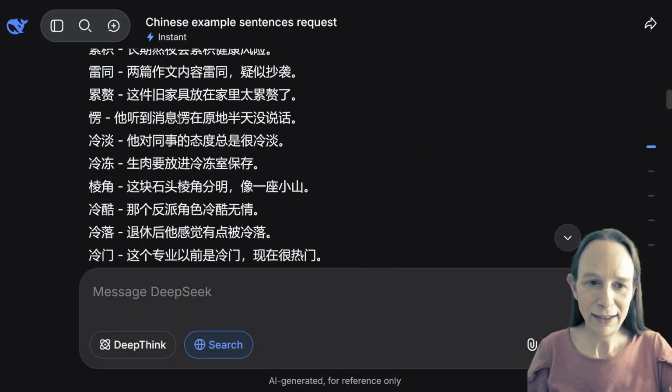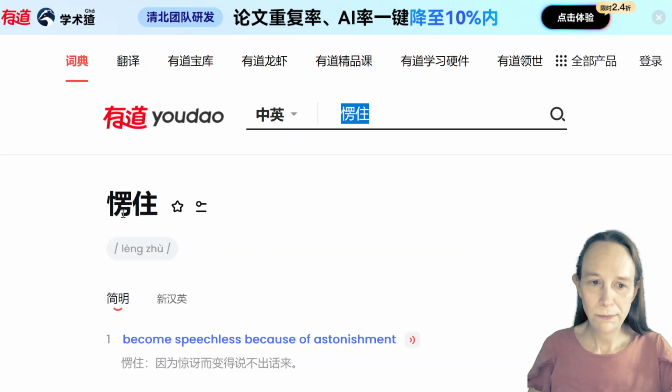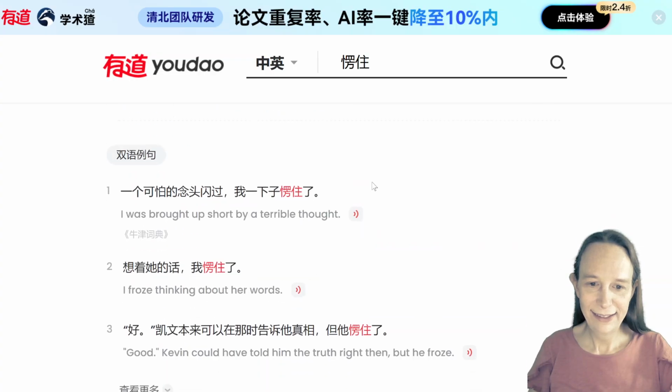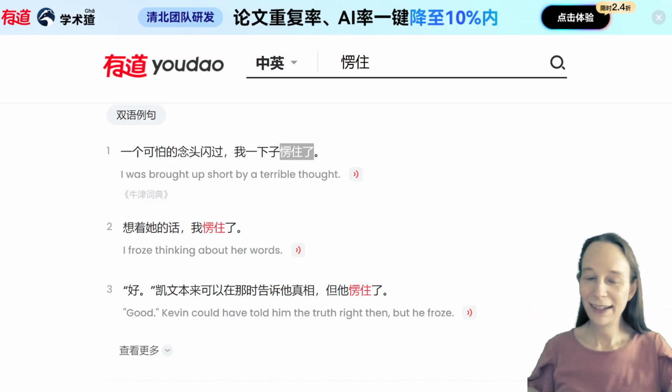听到消息愣在原地半天没说话. Alright, so yeah, usually it's shocking, usually 愣住. 我一下子愣住了. It's like stunned.